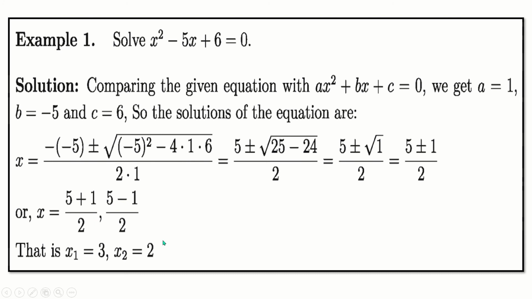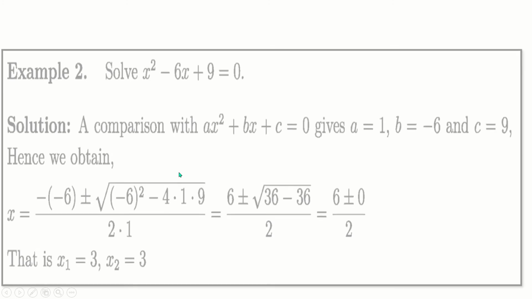Follow here. The condition was: discriminant greater than 0 and is a perfect square. One is a perfect square number, so the square root of 1 is 1, and it is greater than 0, so the roots will be real. 3 and 2 are real numbers, unequal, here 3 and here 2, and also rational. 3 and 2 both are rational numbers. Clear everyone? Okay, now follow another problem.